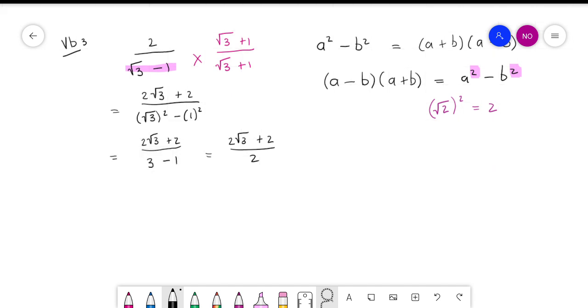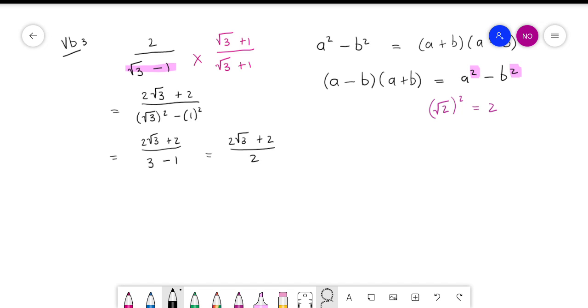What do I have as the denominator now? 2. Is 2 'n irrasionele getal? Nee. So my probleem is opgelos. Okay, maar omdat hierdie ene sien julle dat hy verder kan vereenvoudig. This one can actually be simplified further. How do I do that?